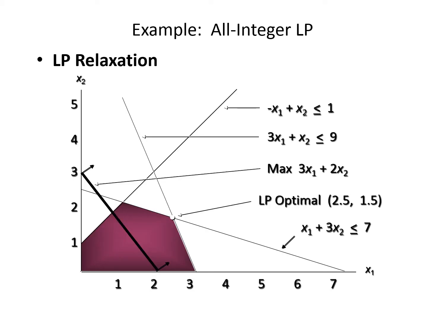Let's look at the graphical solution. This is what we just solved in the previous slide, and the optimal solution lies at this corner where x1 is 2.5 and x2 is 1.5, and z is 10.5. However, this is not the right solution for this problem because both decision variables are not integers. So what do we do?